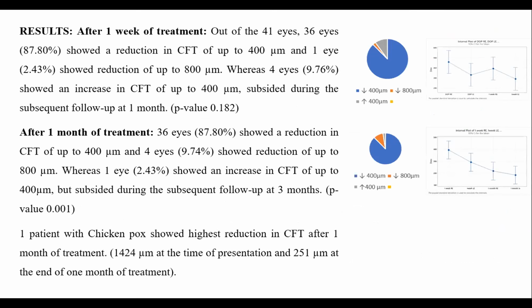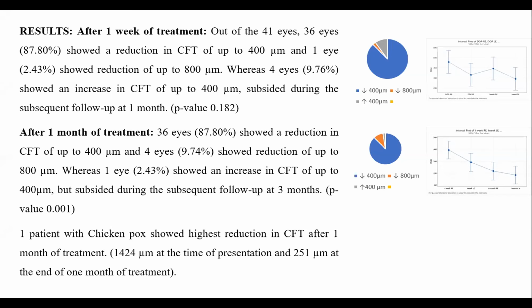Whereas one eye showed an increase in the central foveal thickness of up to 400 micron, but again it subsided during the subsequent follow-up at 3 months. One-way ANOVA test was done and the p-value was found to be significant. One patient with chickenpox showed the highest reduction in central foveal thickness after 1 month of treatment.